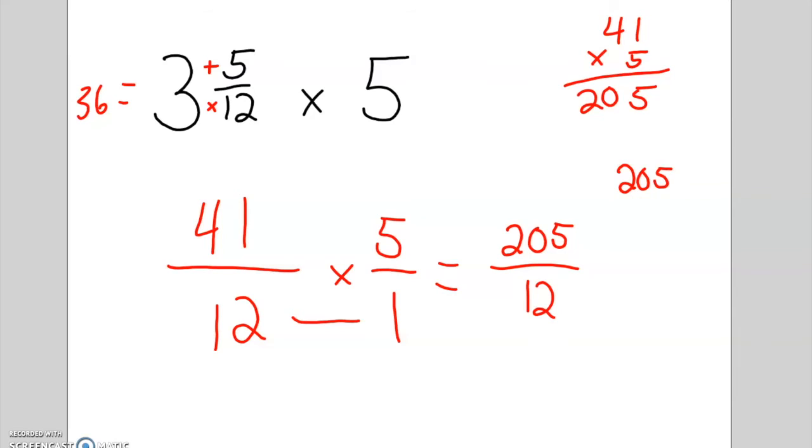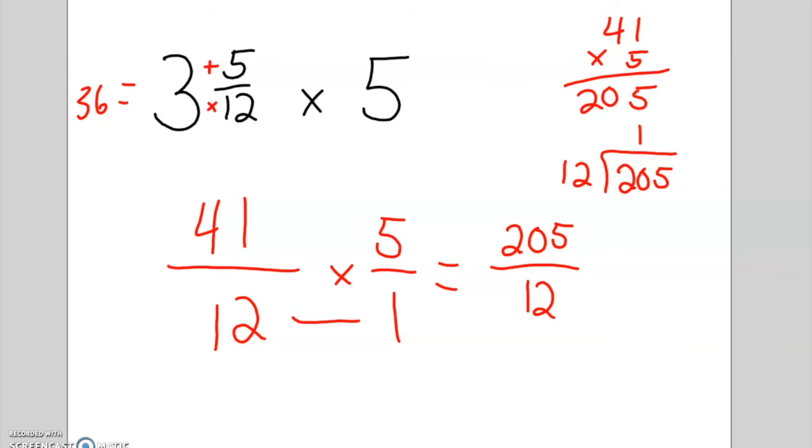205 divided by 12. Now, why can't we just leave it at 205 over 12? That's just kind of a strange number. We usually don't deal with numbers like that. We like the whole number and a fraction, a mixed number here.